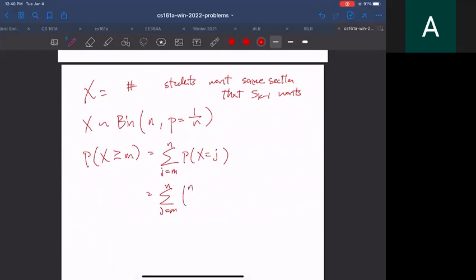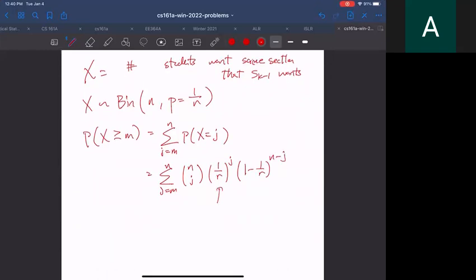It is n choose j times the probability of success. Here it's 1 over r to the jth power, times the probability of failure, 1 minus 1 over r, raised to the n minus j power. So here is the probability that the j students want S of k minus 1's section. Here is all other students don't want that section.